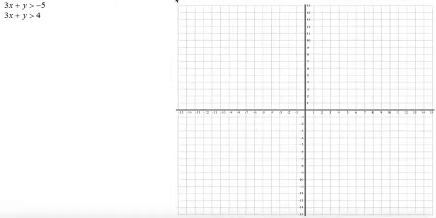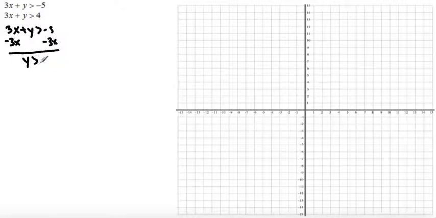Right, example 13: solve the system of linear inequalities and give one example of a solution and one example of a non-solution. So the first thing we have to do is rewrite both of these in slope-intercept form. So I have 3x plus y is greater than negative 5. Subtract 3x on both sides. So I have y is greater than negative 3x minus 5.